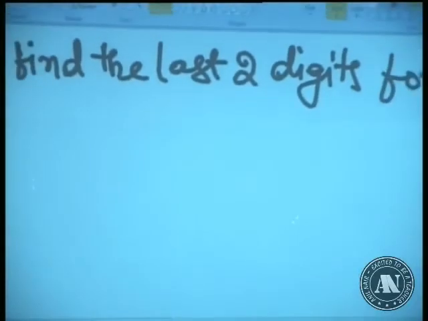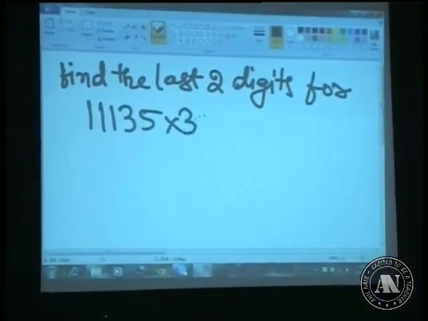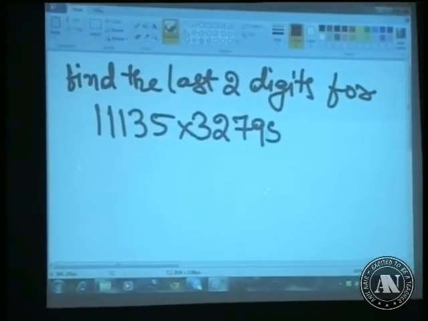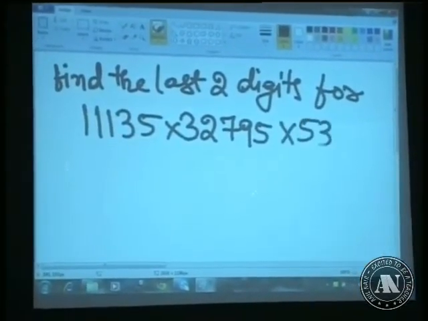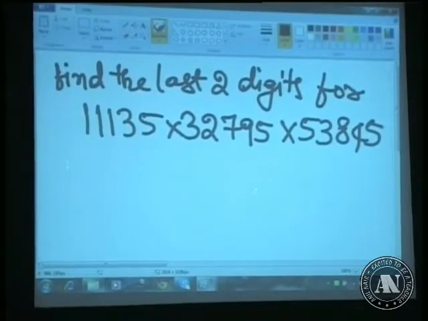Find the last two digits for 1113 into 3275 into 53845. 1135 into 32795 into 53845. Please look at the board, these examples, then slowly I'll increase the difficulty.